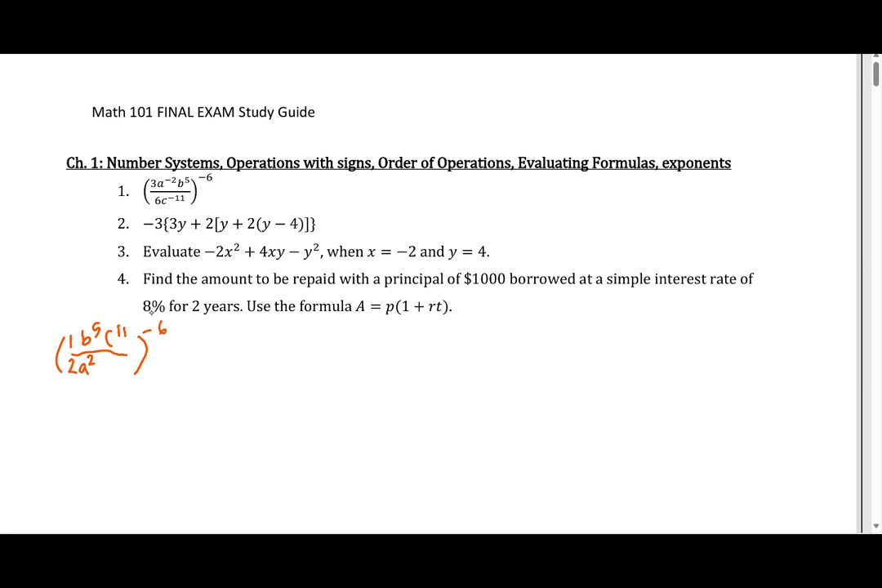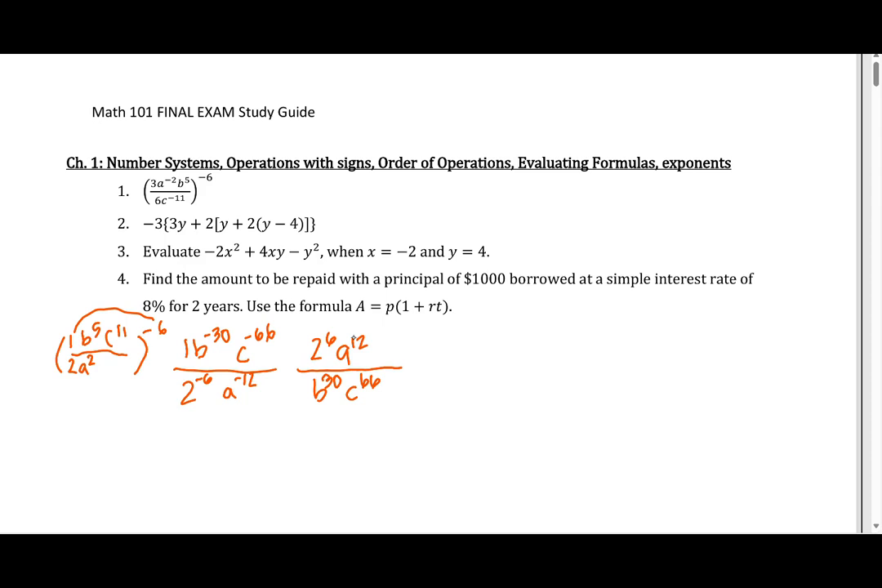Now this is all about to change again because I've got a negative on the outside, so let's go ahead and distribute that. So I've got 1 to the negative 6, which is just 1. B to the negative 30, multiplying those exponents. C to the negative 66 over 2 to the negative 6, and A to the negative 12. Alright, so now all these negative numbers are going to move again, and so I'm going to have 2 to the positive 6 over B to the positive 30, C to the positive 66, and A to the 12th moves up.